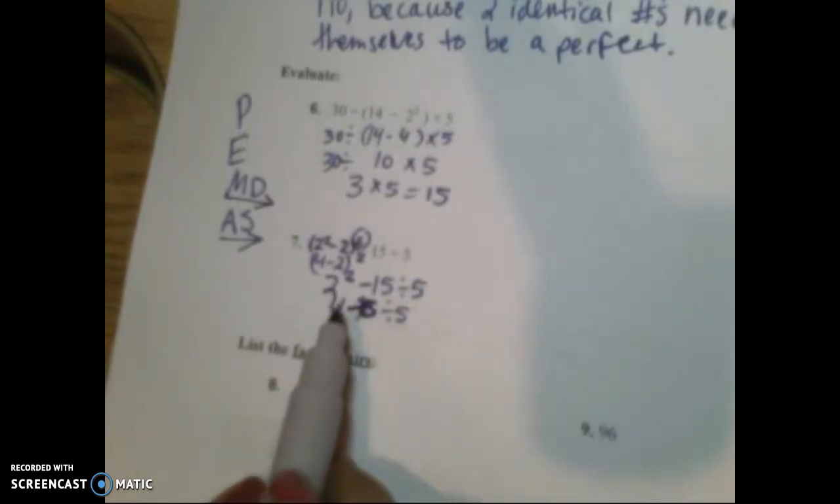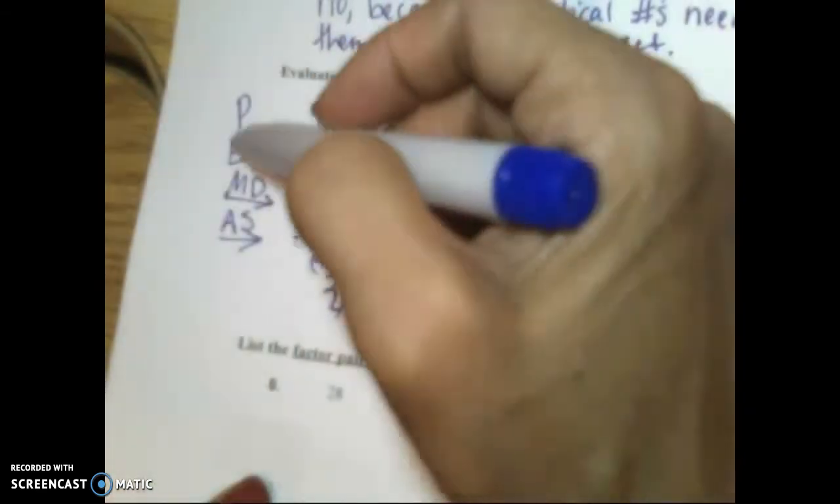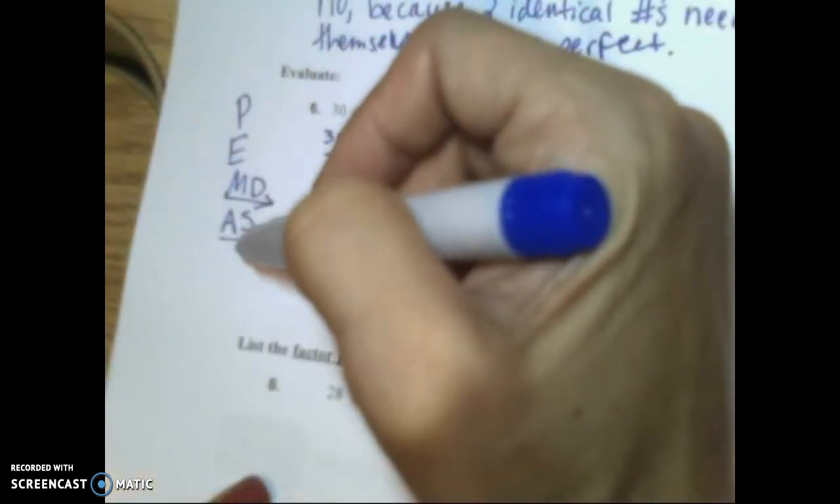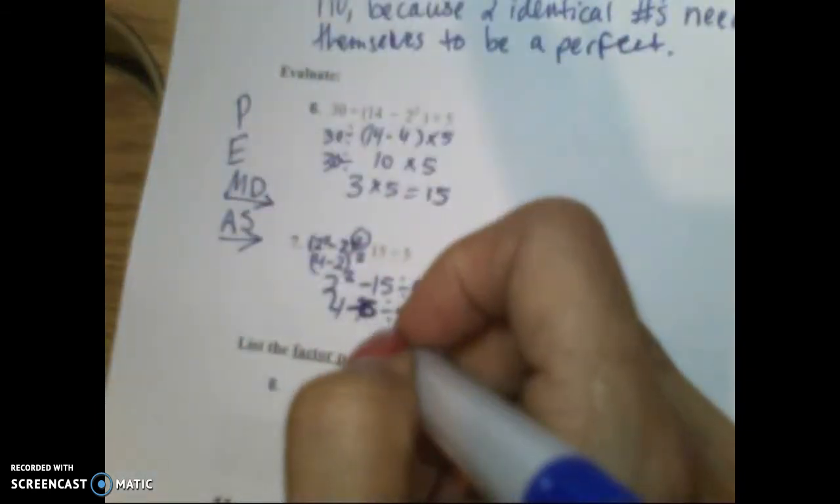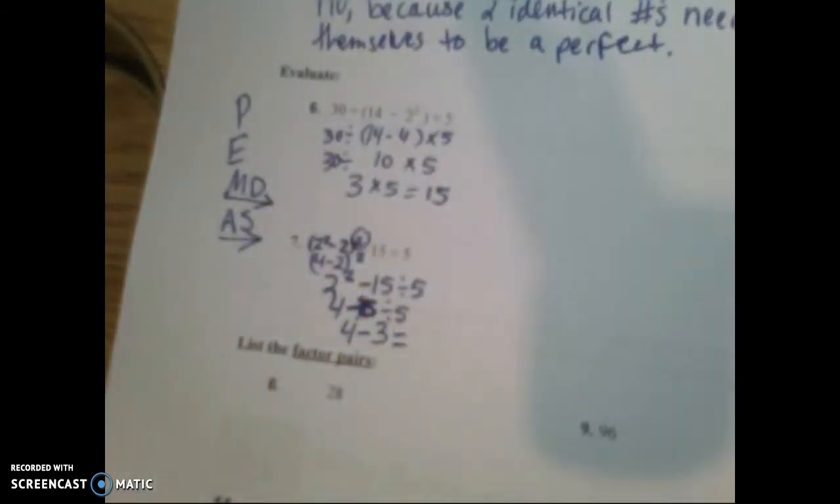Now I have a subtraction problem and a division problem. If I follow order of operations, I do division before subtracting. 15 divided by 5 is 3. Bring down everything else. 4 minus 3 is 1.